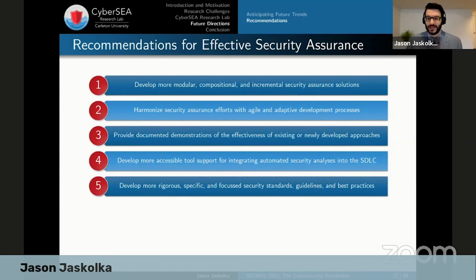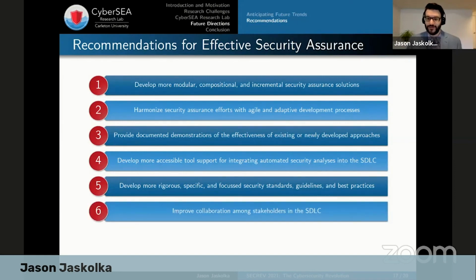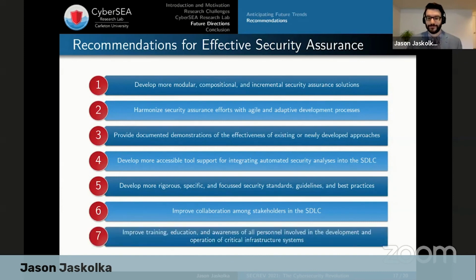When it comes to standards, guidelines, and best practices, we need to focus on developing more rigorous, specific, and focused standards. We need to make sure that these are going to provide the actual guidance that we want to see put into practice in the development and operation of such systems. Of course, all of this requires improved collaboration among the various stakeholders throughout the system development lifecycle. When we can bring everyone together and have everyone on the same page, we're going to have a much more effective solution for ensuring the security and the resilience of these complex systems.